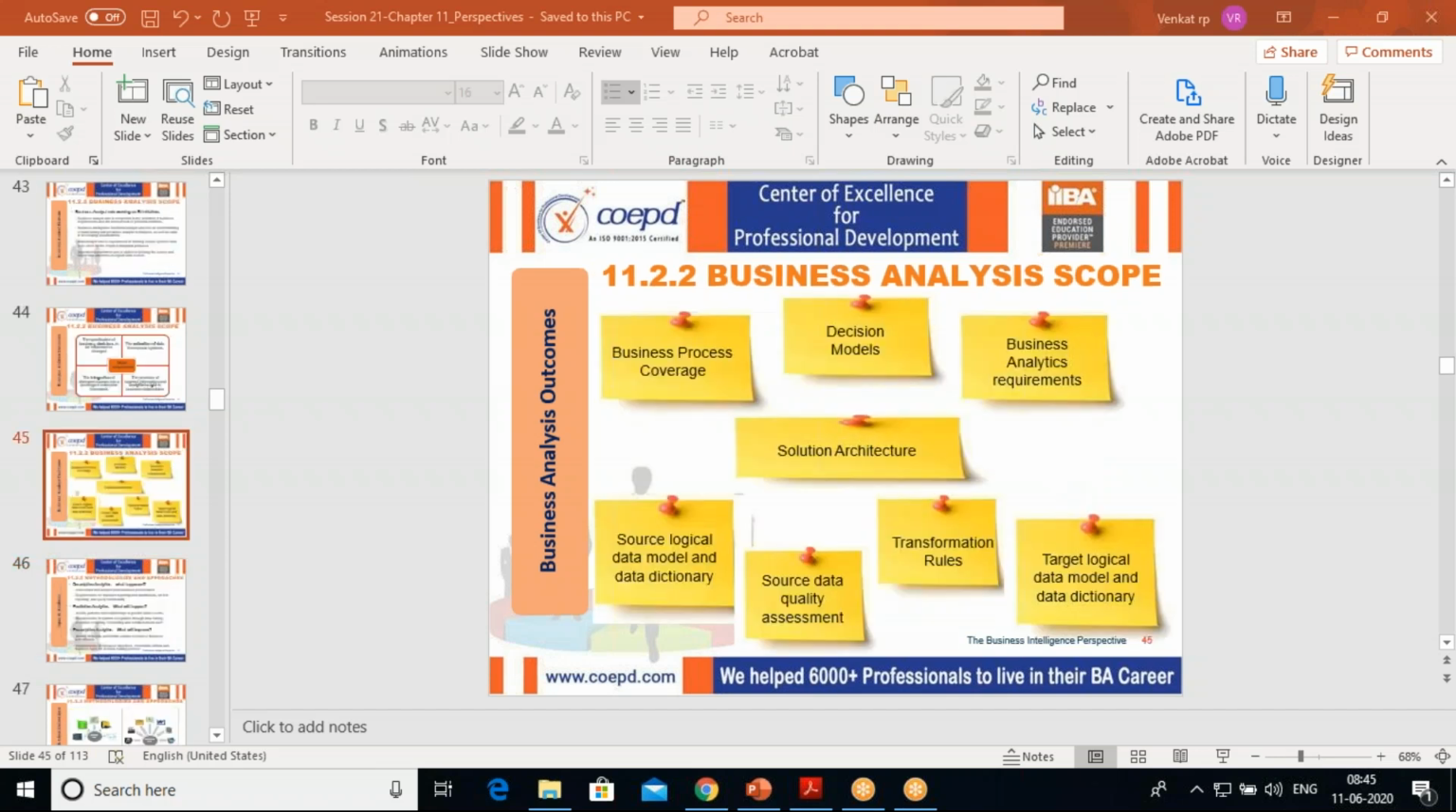Okay, and here we are going to deal with the decision models, business analytics and requirements, the solution architecture, transformation rules, data models, and the sources from where these data models come into the picture. And the business process where we are working, and where this new solution will fit in, or where the new decisions are made. We are going to analyze those things.